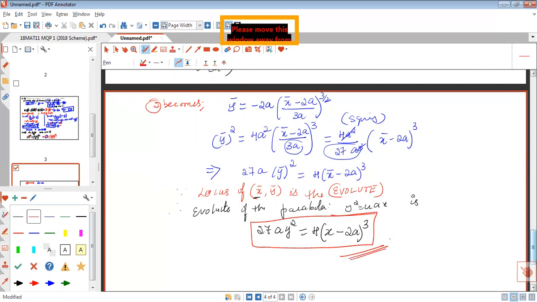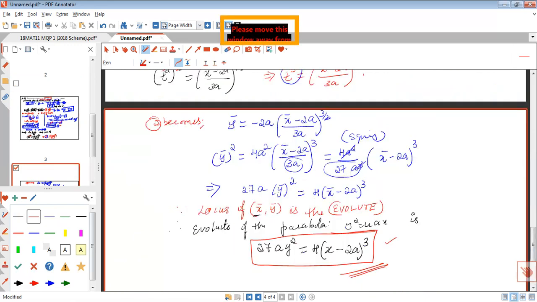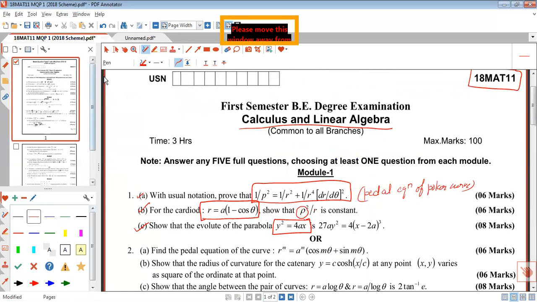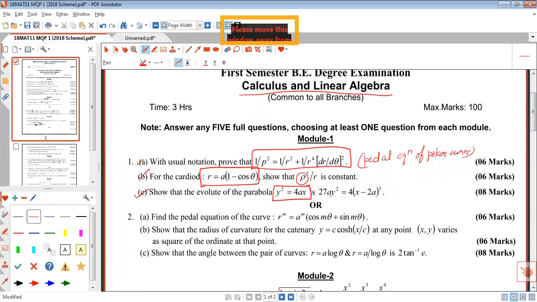Hence the proof. Come back to the question once. Here we have proved evolute of the parabola y square equal to 4ax is 27a y square equal to 4 times x minus 2a to the power 3. Okay. This proved the question number 1C from model question paper number 1. Okay. Next video, I am going to discuss question number 2A, B and C.